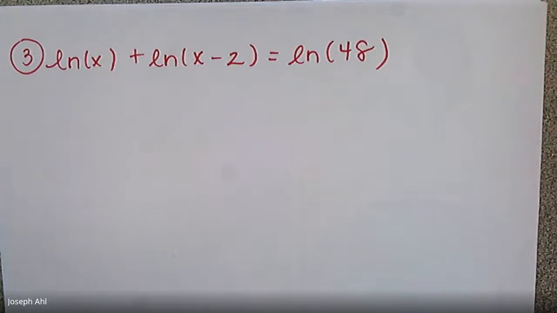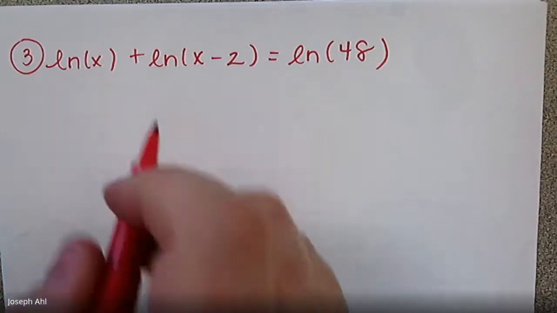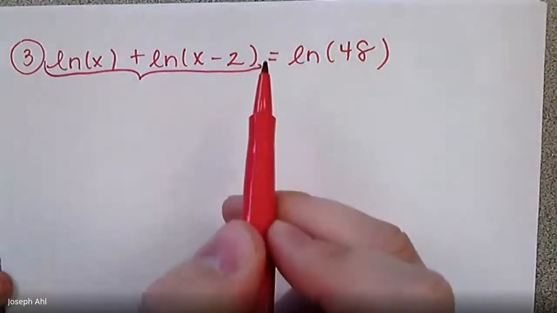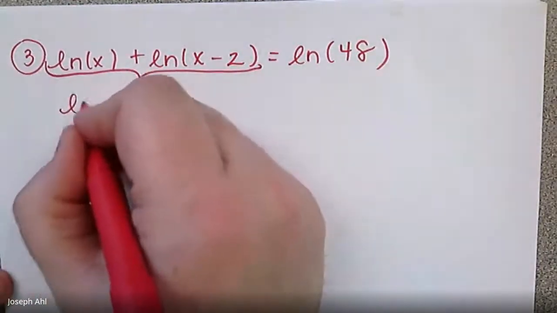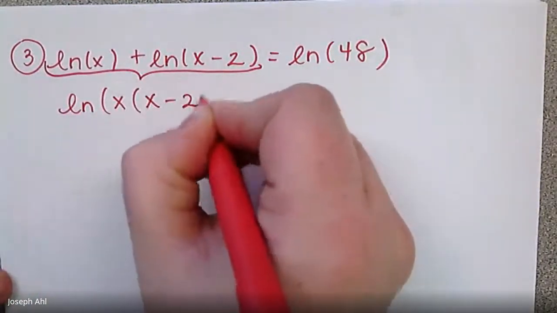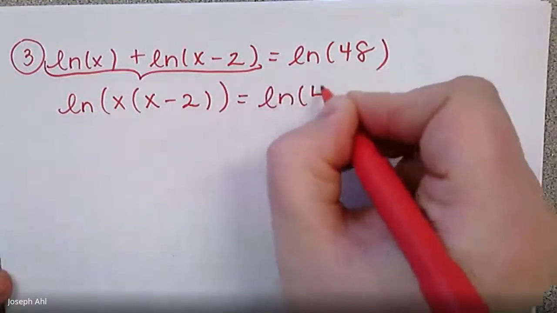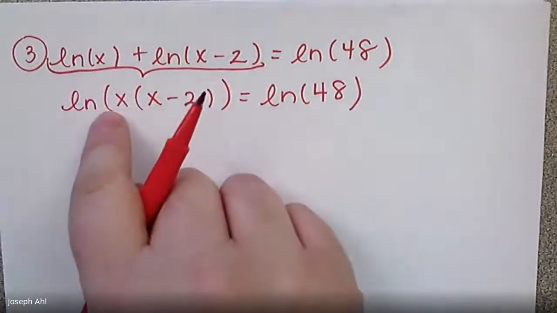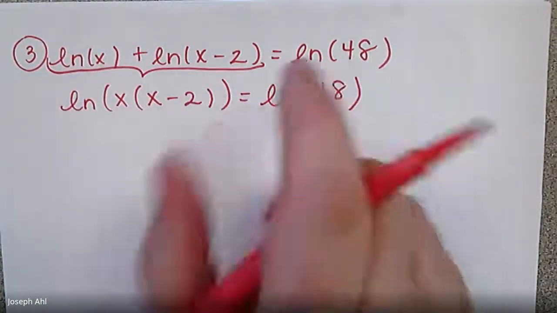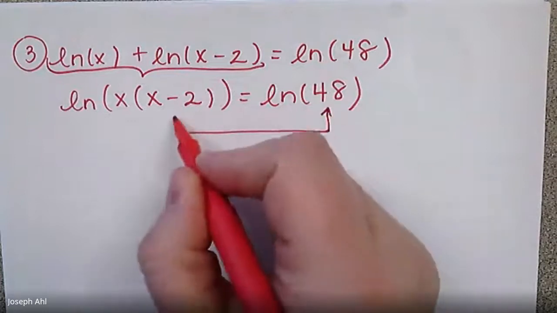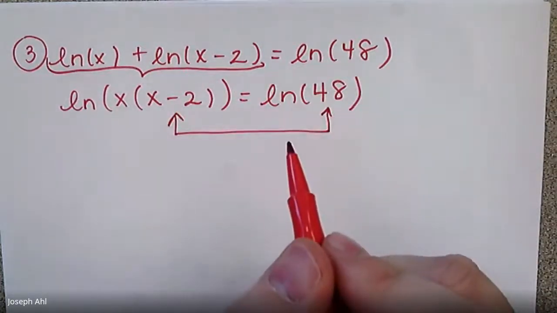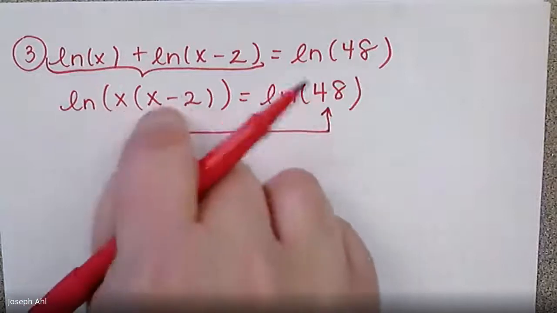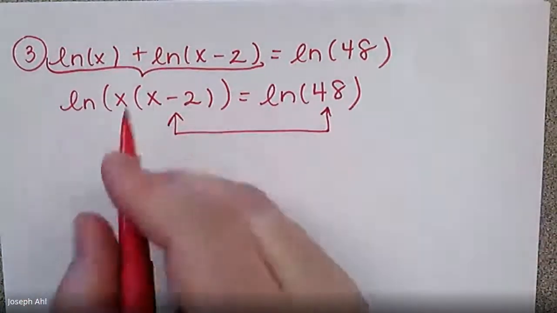Okay, so to start this one, if we have multiple logs, we know we have to condense first, and I see addition, which is going to condense to multiplication. So we got ln of x times x minus 2 is what's on the inside there. And then that equals the ln of 48. This is similar to the first question that we started with today, in that now that we have a single natural log on the left and a single natural log on the right, these inside quantities can be set equal. Okay, so I don't need that exponential form. If ln of this equals ln of that, this and that have to be equal.